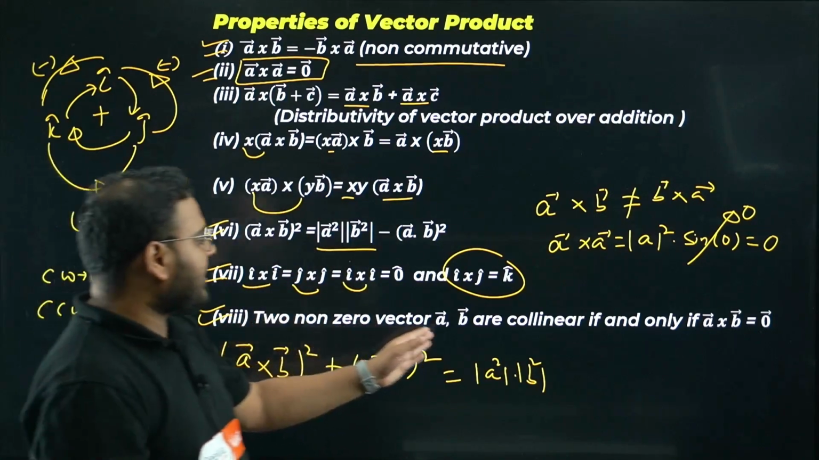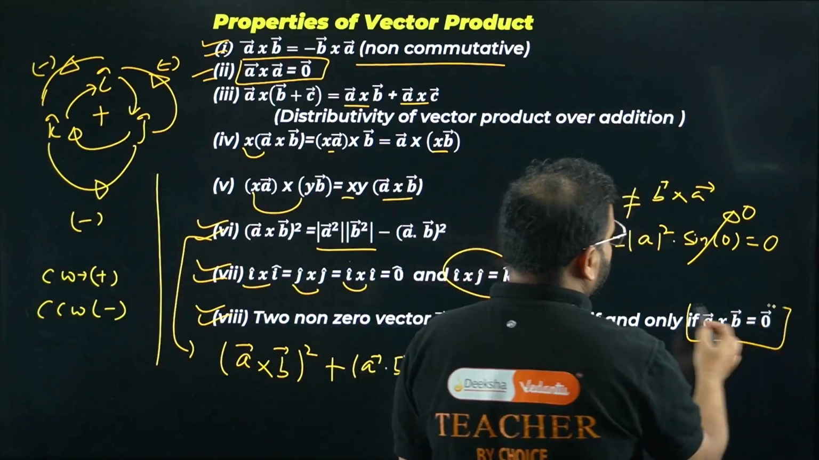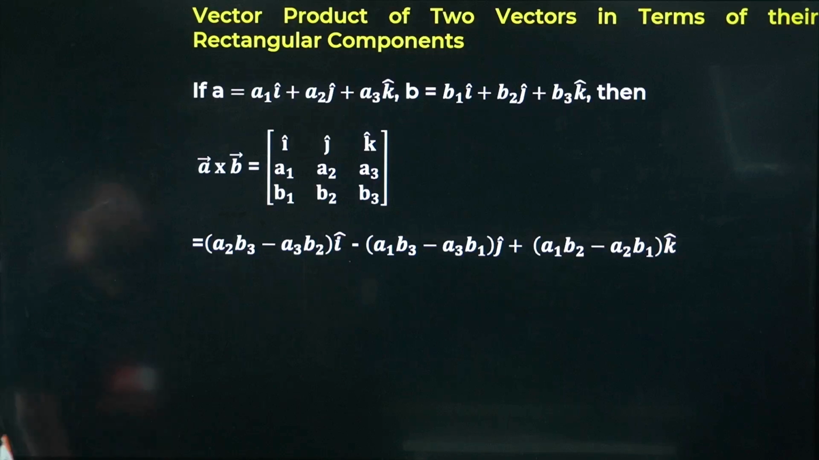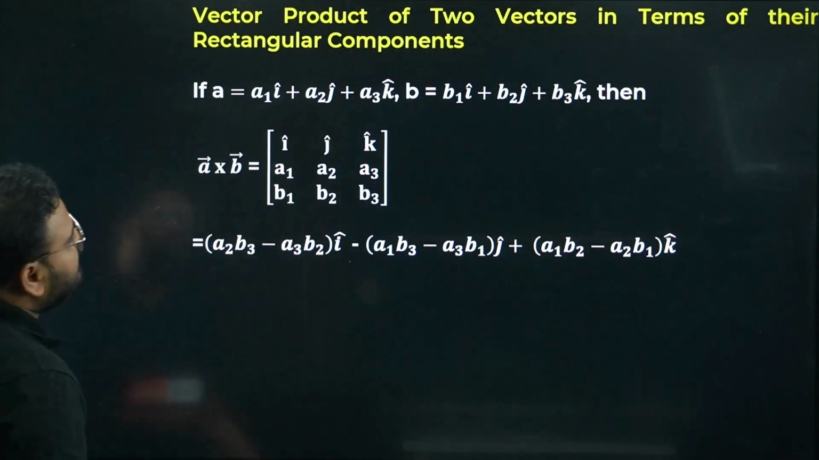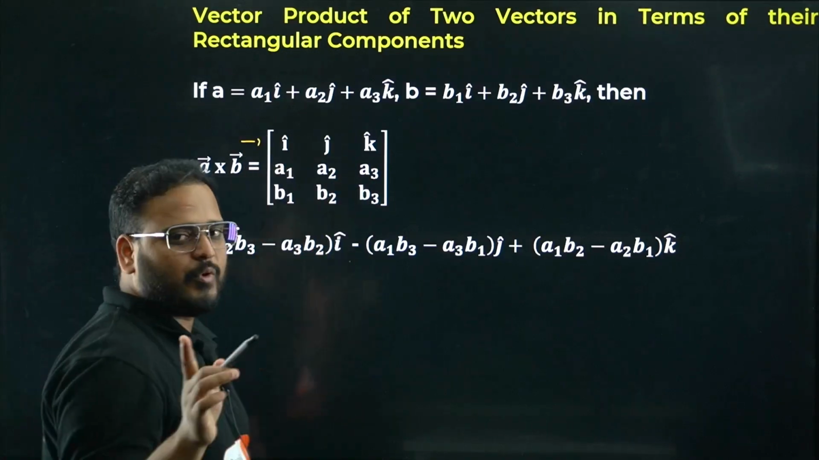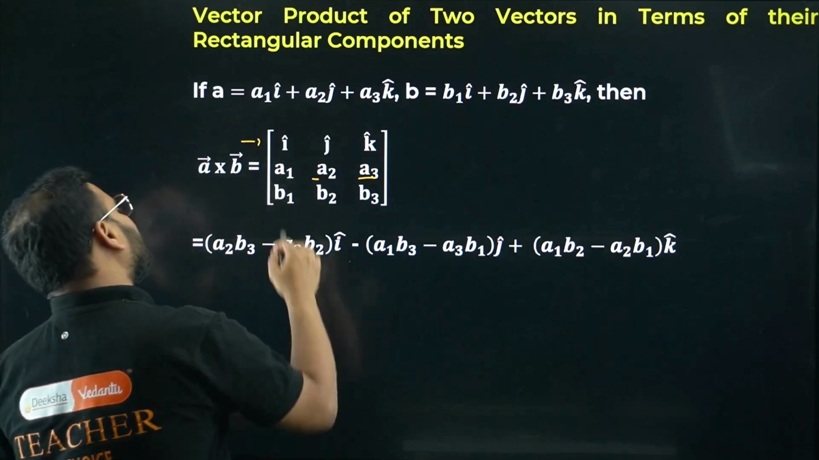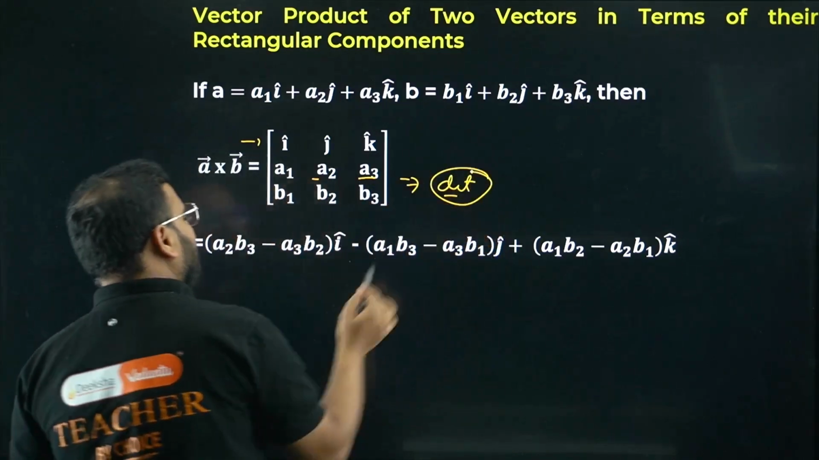What next we have? Two non-zero vectors A, B are collinear if and only if A cross B is equal to 0. Okay, let's move on now. Vector product of two vectors in terms of their rectangular components. Simple, we have to take I, J, K over here. We have learned this in boards also. A1, A2, A3, please check. Simply you're going to take the determinant of this, and you get this result.